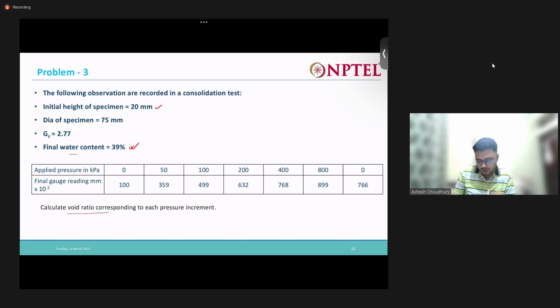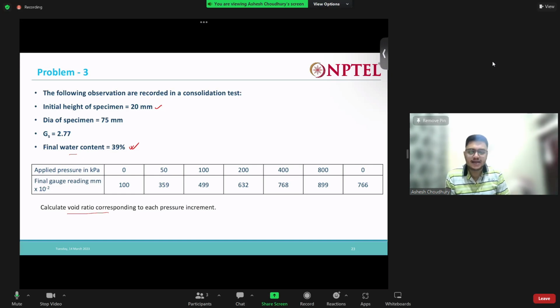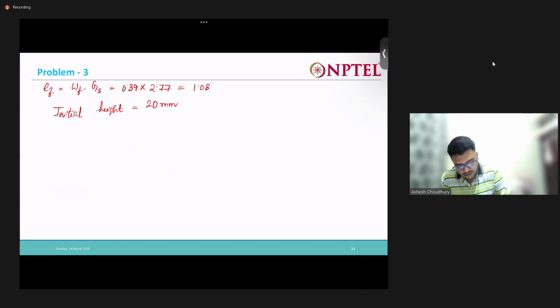So my initial gauge reading was 100 mm, right? And my final gauge reading is 766 mm. So what is the change in height, delta H, that is occurring? How to find that out? So my delta H is nothing but 766 minus 100, that is 6.66 mm. That is the change.